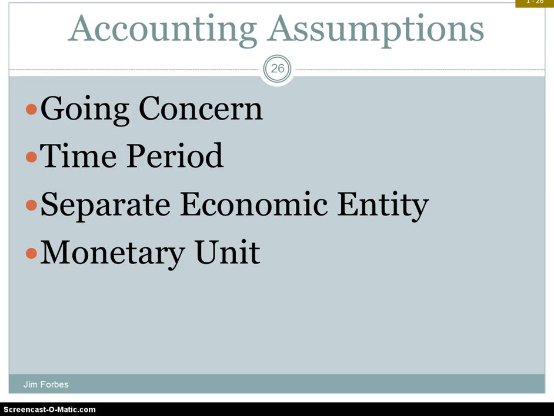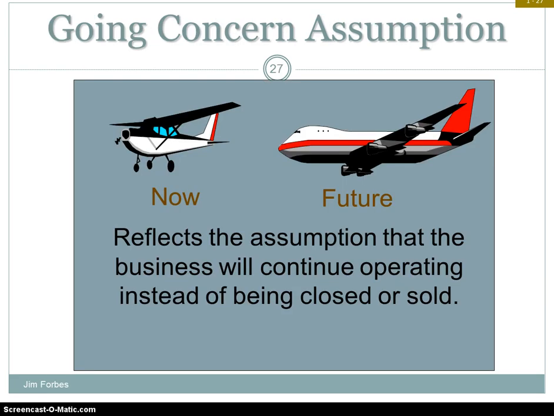Accounting assumptions: the going concern, time periods, separate economic entity, and the monetary unit. The going concern, when we look and prepare financial statements, we're making the assumption that this company will continue in operation for at least the next year. If not, we have to disclose that, because that could be a material impact to our lenders, other stakeholders, like regulatory, taxing authorities, as well as the investors. And so we're making the assumption that this business will be going for another year. Again, if it is not, we do have to clearly disclose that.